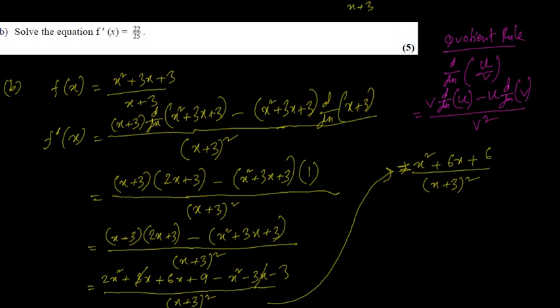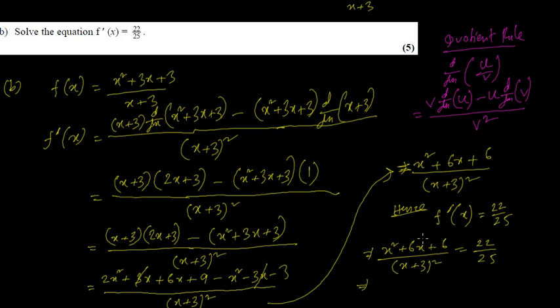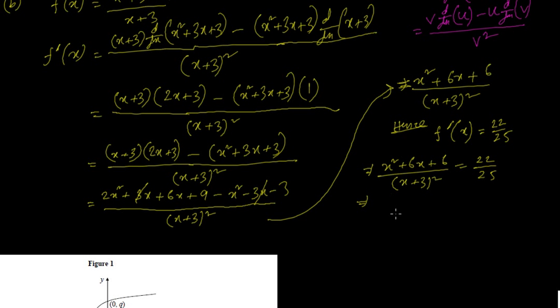Let's get back to the original sum, which is f prime x equals 22 by 25, and we have to solve it. So we can write, hence, f prime x equals 22 by 25. So this would be x squared plus 6x plus 6 divided by x plus 3 whole squared equals 22 by 25. If we cross multiply, this would be 25 into x squared plus 6x plus 6 equals 22 into x plus 3 whole squared. So if we multiply, this is going to be 25x squared plus 6x, actually 6 into 25.